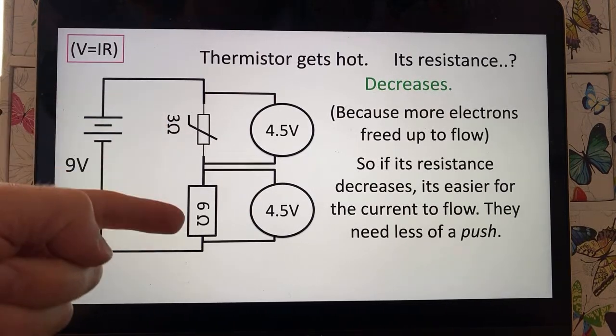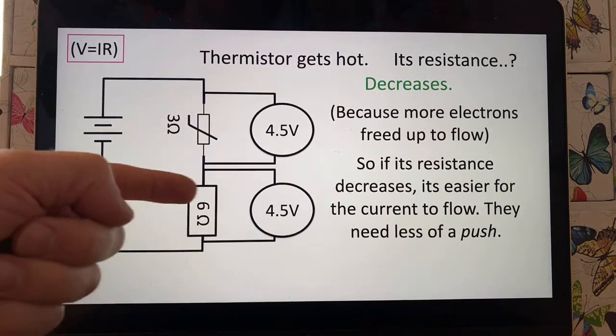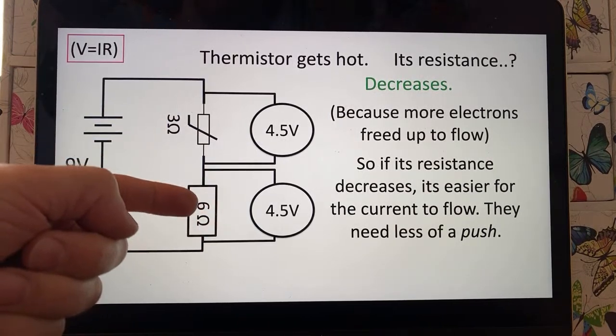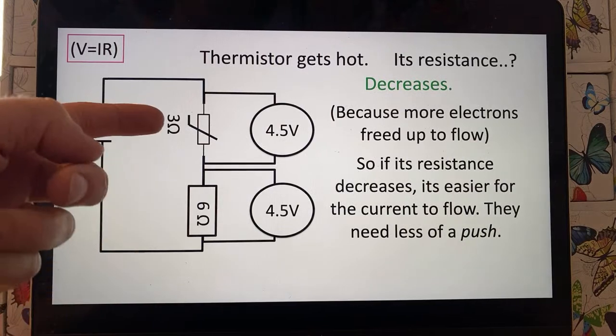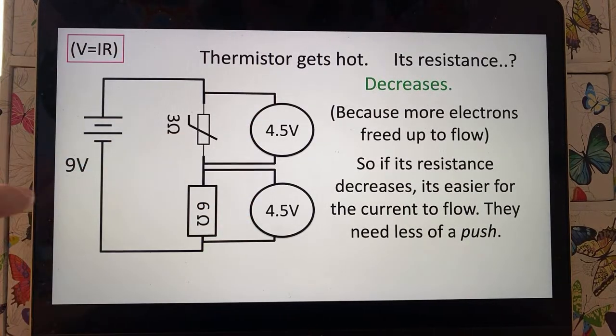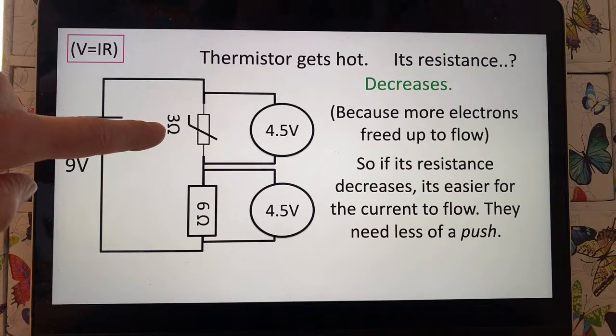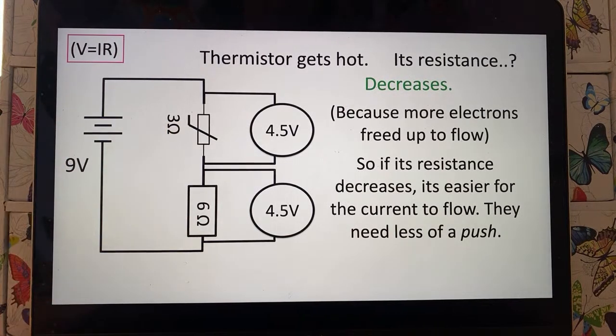So can you see that the thermistor's resistance is half of this resistor's resistance? 3 is half of 6. So what do you think these voltages are going to do? Okay, you've got a 9-volt battery. How is that 9 volts going to get shared across the 3 ohm thermistor and the 6 ohm resistor?